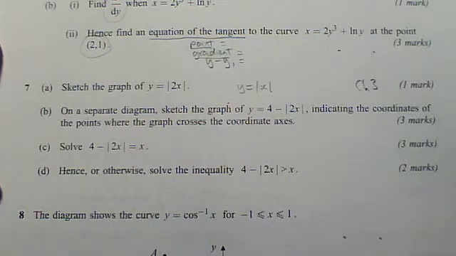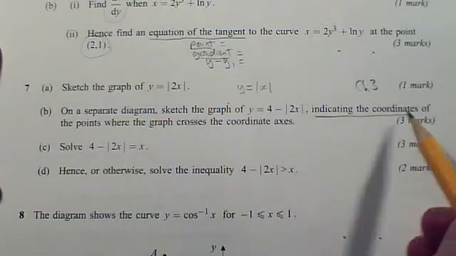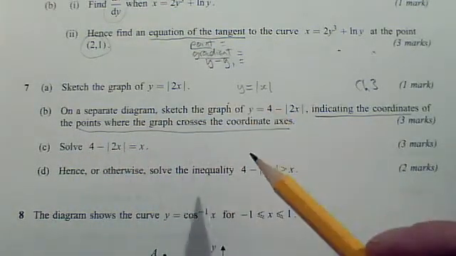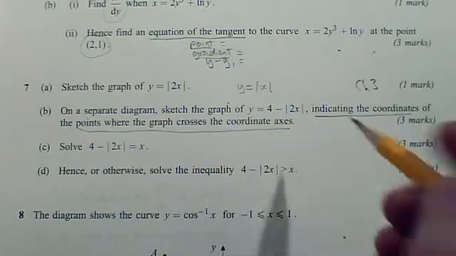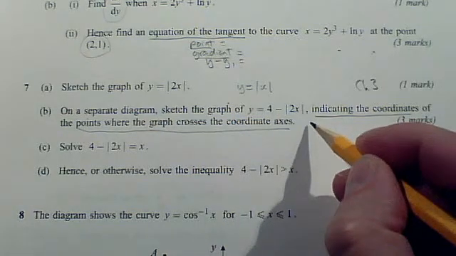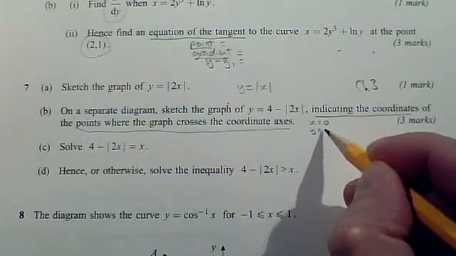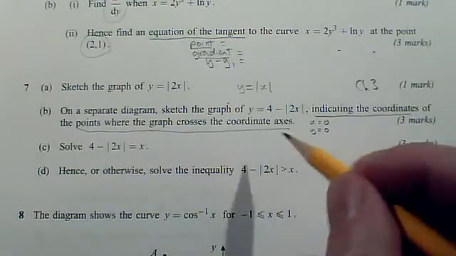Do make sure that you find the coordinates of the points where the graph crosses the coordinate axes. Your transformations may help, but you may prefer just to find the y-intercept when x equals 0 and find the x-intercept by letting y equal 0 and see what happens. But make sure you get those values.